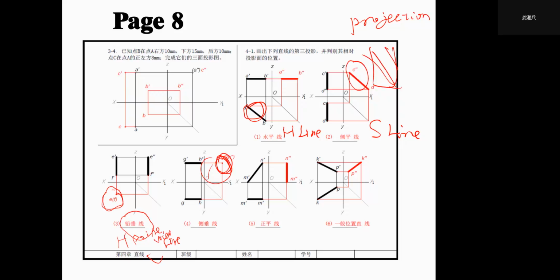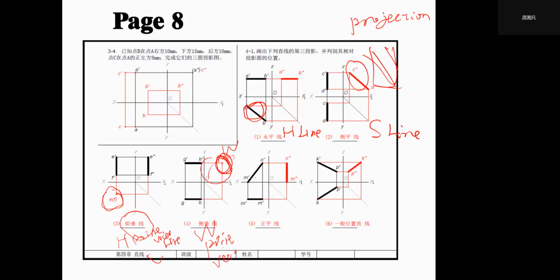But what kind of perpendicular line? We have 3 kinds of perpendicular line. You should write the name. For this one, it is perpendicular to W, so we call it the W point of view line.